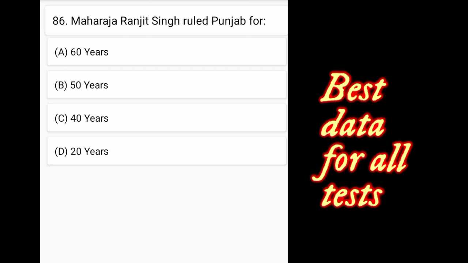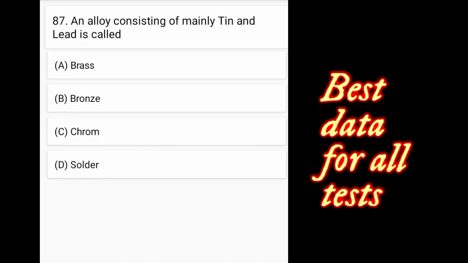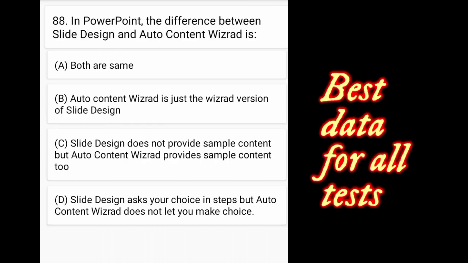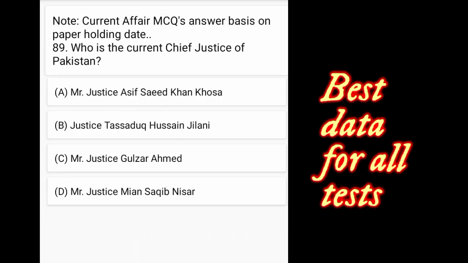महाराजा रंजीत सिंह ने पंजाब पर कितने साल हुकूमत की? ऑप्शन सी इज करेक्ट 40 ईयर। An alloy consisting mainly of tin and lead is called. टिन और लेड का जो अलॉय है उसको क्या कहते हैं? ऑप्शन डी इज करेक्ट सॉल्डर। In PowerPoint, the difference between slide design and auto content wizard is. Option C is correct. Slide design does not provide sample content, but auto content wizard provides sample content too.